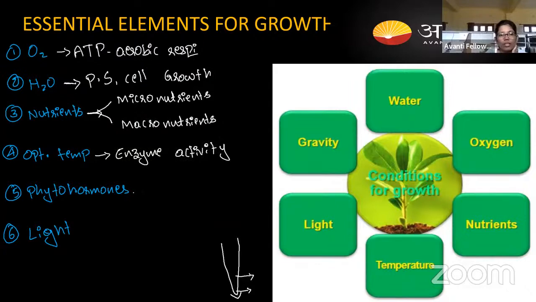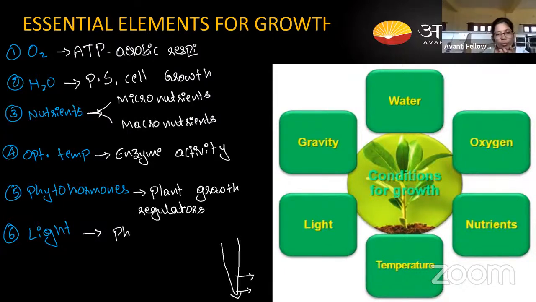And of course, the phytohormones, which are the plant growth regulators, regulate the plant growth. If the plant wants to grow more, phytohormones should be there. If the plant is not growing, it means phytohormones are less. Next is light. Light is also essential for photosynthesis.